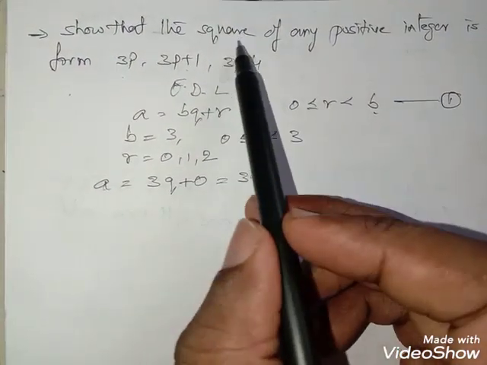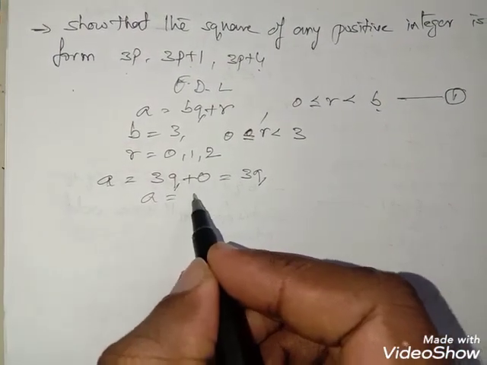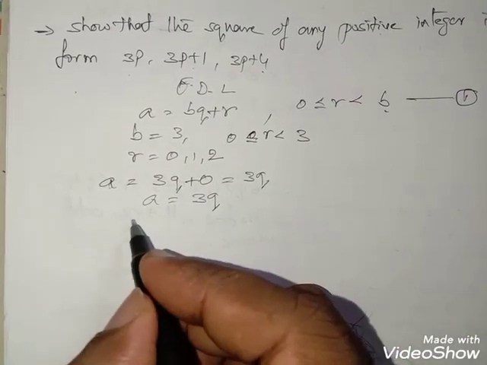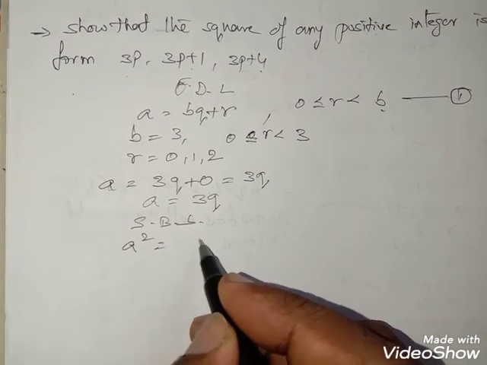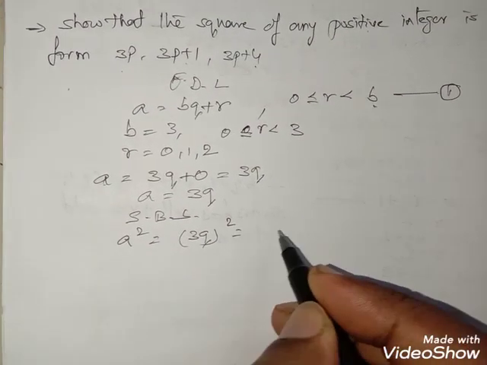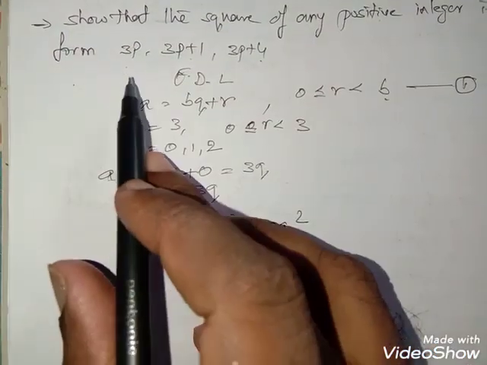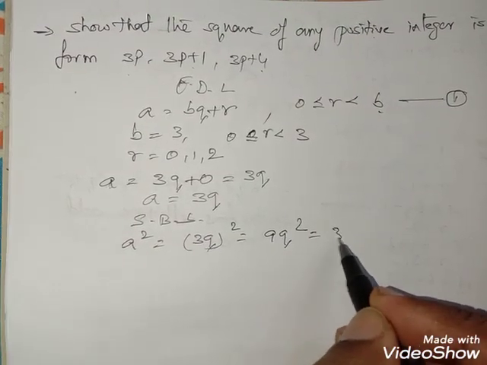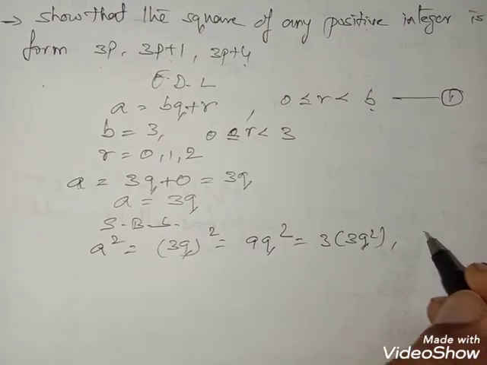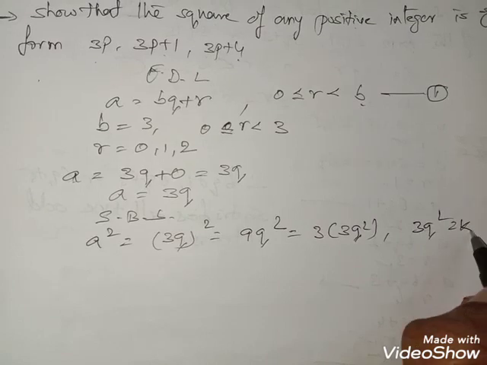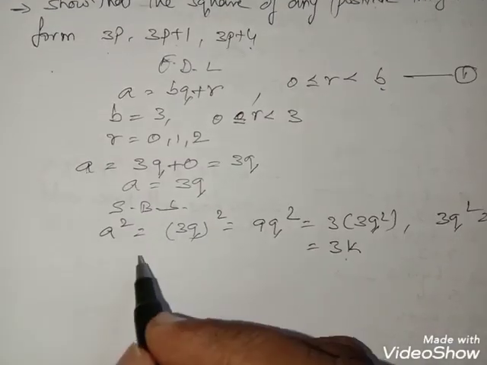Now as per the question, they have given the square of any positive integer. Your equation is a is equal to 3q. For this equation, you do squaring on both sides. You will get a square is equal to 3q whole square, which implies 9q square. Now I have to represent this 9q square in terms of 3p. Can I write this as 3 into 3q square? If I denote 3q square as some k, we can write 3k. So this represents 3p, so that it satisfies.